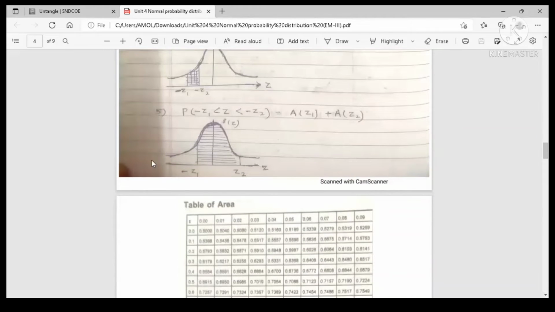The last one is find the probability between minus Z1 and minus Z2. Sorry, here it is plus Z2. Z2 is positive, so make a correction here.